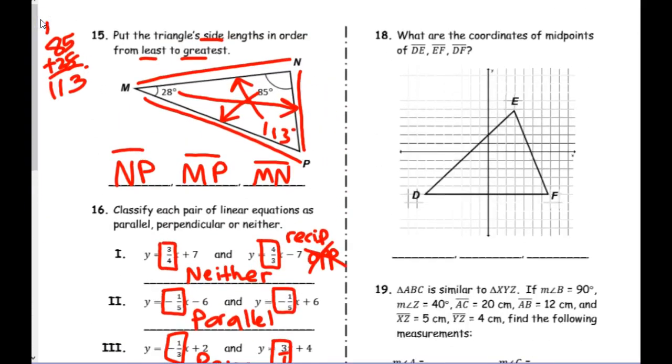Easy. What are the coordinates of midpoints of DE, EF, and DF? Now, on the final, you can use the midpoint formula, but if you're given it on a graph, it's pretty easy. So first of all, for DE, let's count horizontally. 1, 2, 3, 4, 5, 6, 7, 8, 9, 10. So what's half of 10? 1, 2, 3, 4, 5. Go straight down and put a point. Easy. So that point is -2, 5.